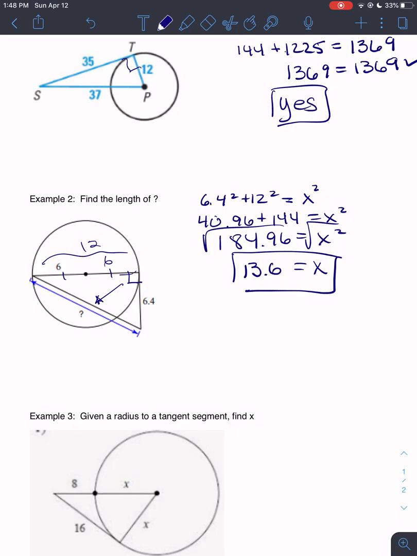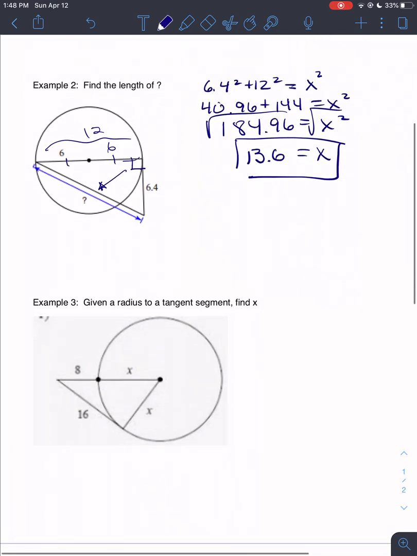All right, last one, third example. Given a radius to a tangent, what's the value of x? So we're allowed to assume that this is a right angle. And then this is going to be our hypotenuse. The length of our hypotenuse is going to be 8 plus x, or x plus 8. Our two legs are x and 16, so we're going to use Pythagorean theorem again.